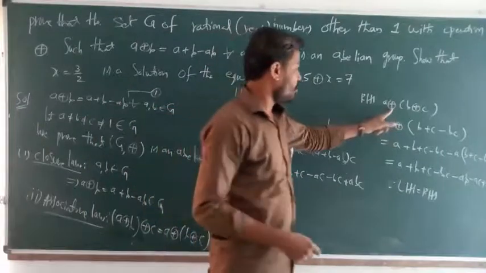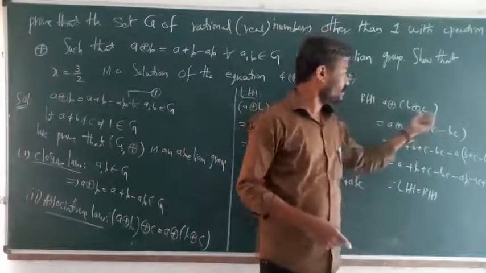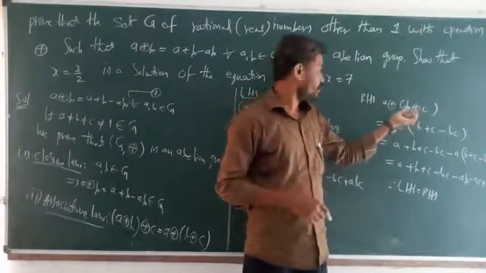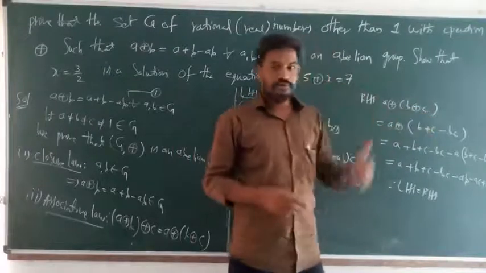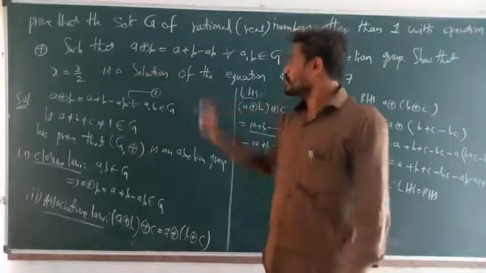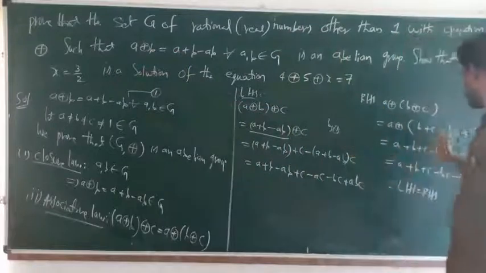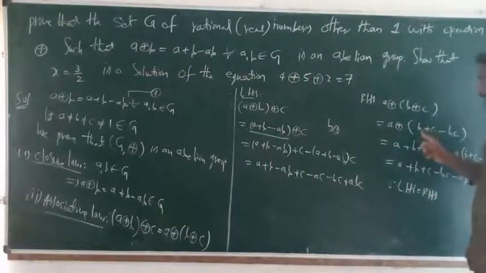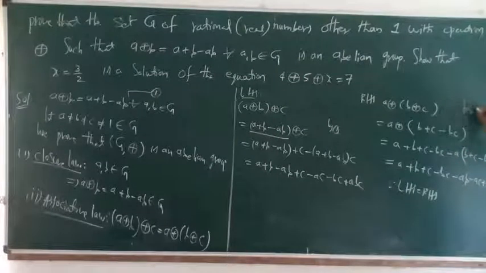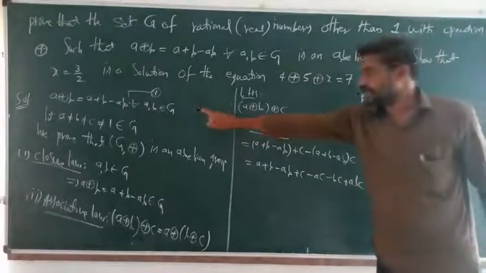A direct sum of B direct sum C. First simplify the bracket term. B direct sum C by condition 1 is B plus C minus BC. Next, applying condition 1 again: A direct sum of B plus C minus BC, where A is A and B is the total element. This is one condition.